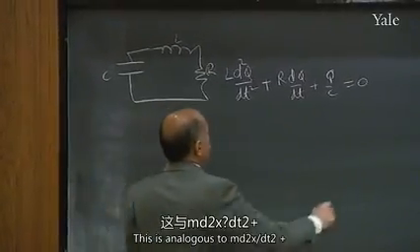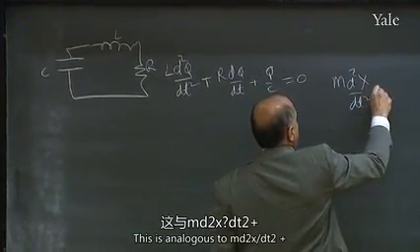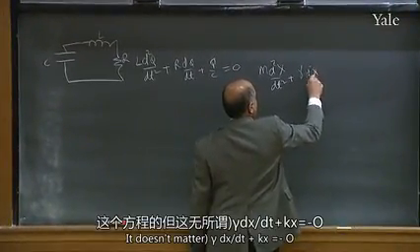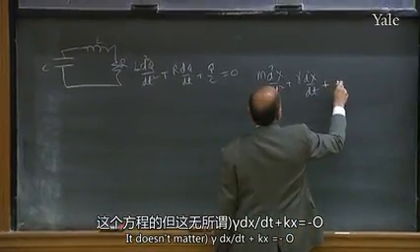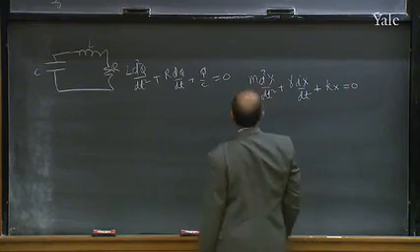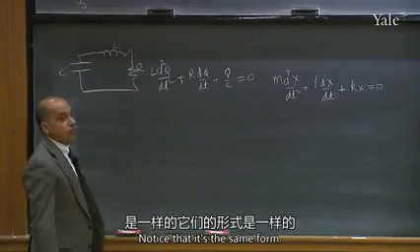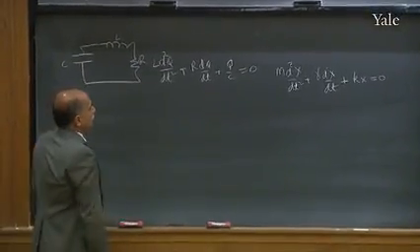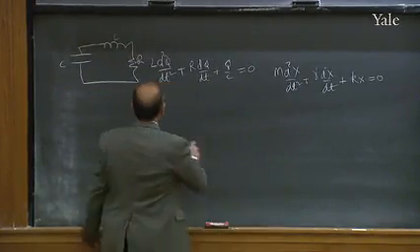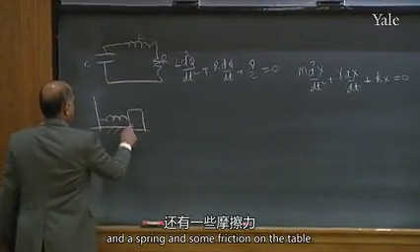This is analogous to m d2x over dt squared plus, I don't know how you guys wrote this last semester, it doesn't matter, gamma dx dt plus kx equal to 0. Notice that it's the same form. And I'm going to give this to you as a homework problem to analyze the answer to this one. So this describes a problem where you have a mass and a spring and some friction on the table.